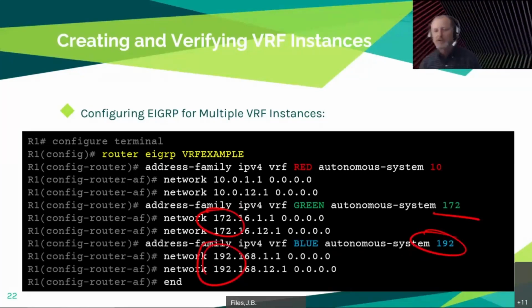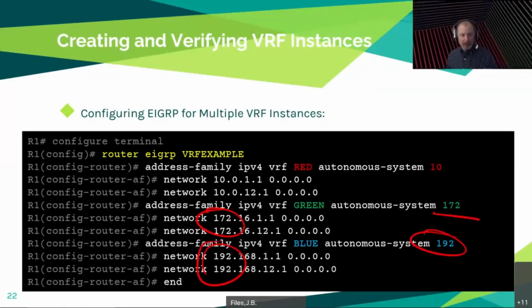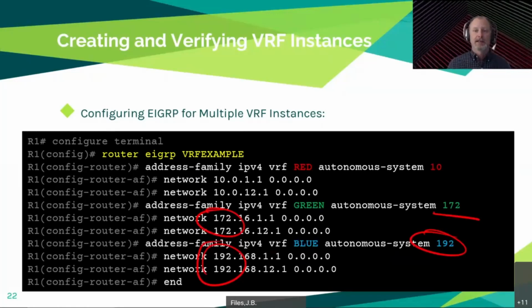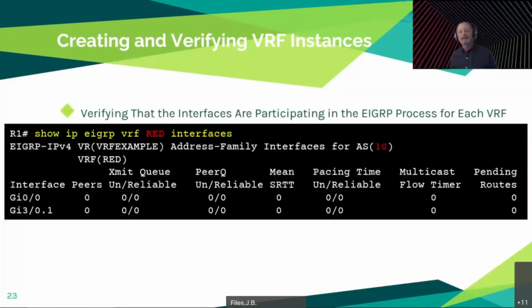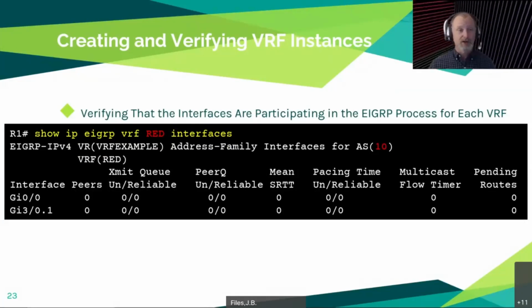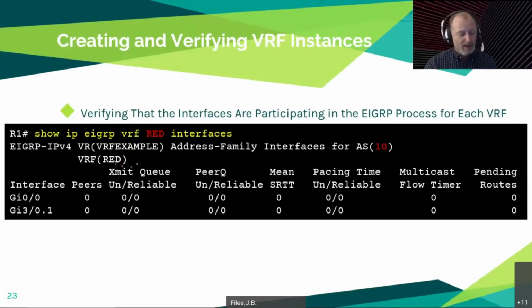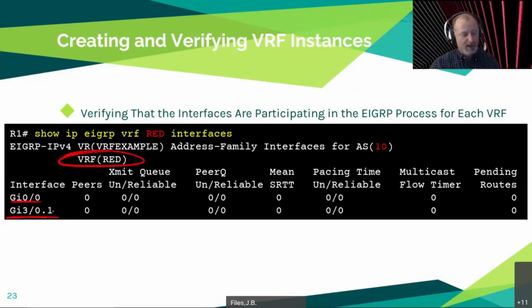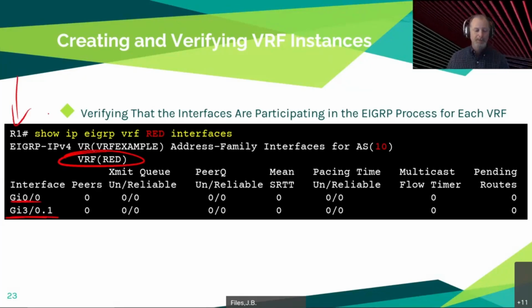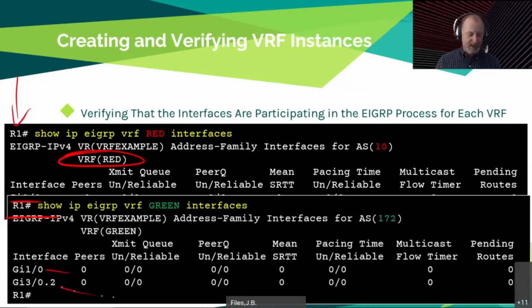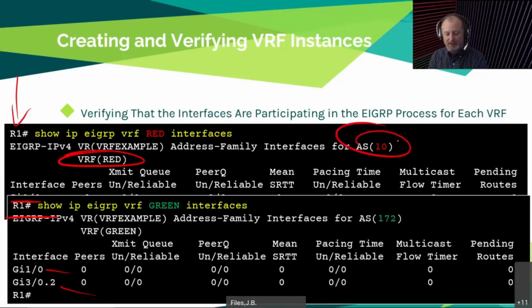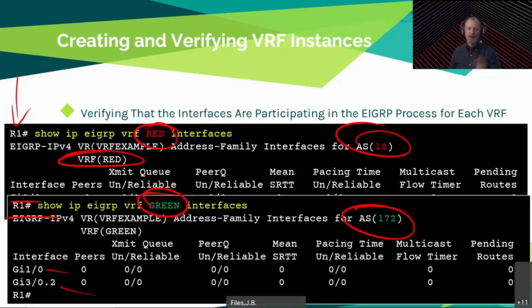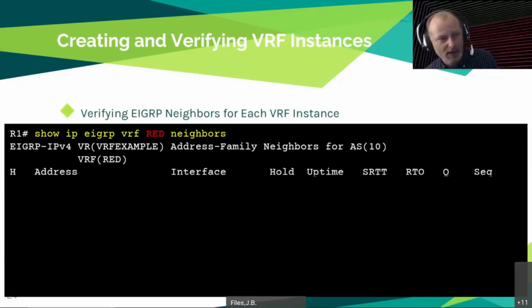Okay. So now let's take a look and see what interfaces are participating in EIGRP. Now to do this, again, you have to specify the VRF that you're concerned about, all right? So here, we're going to look at the red VRF, and we can see we've got one physical and one sub interface, which makes sense for R1. We specify green, same thing. And you can see autonomous system 10 and autonomous system 172 for the red and the green. We're going to assume blue is good as well, and just go on.